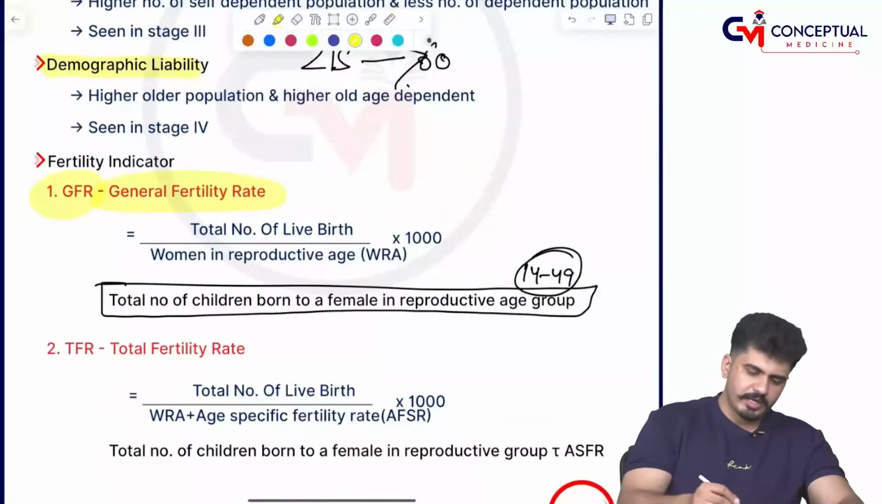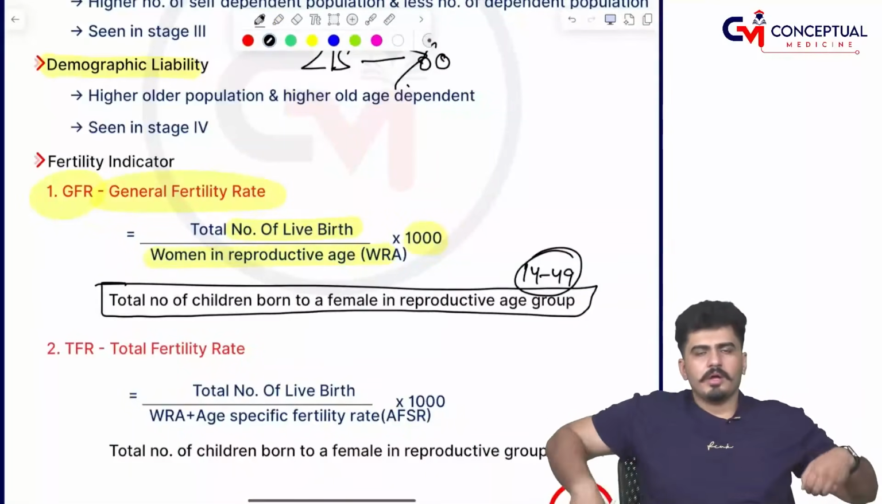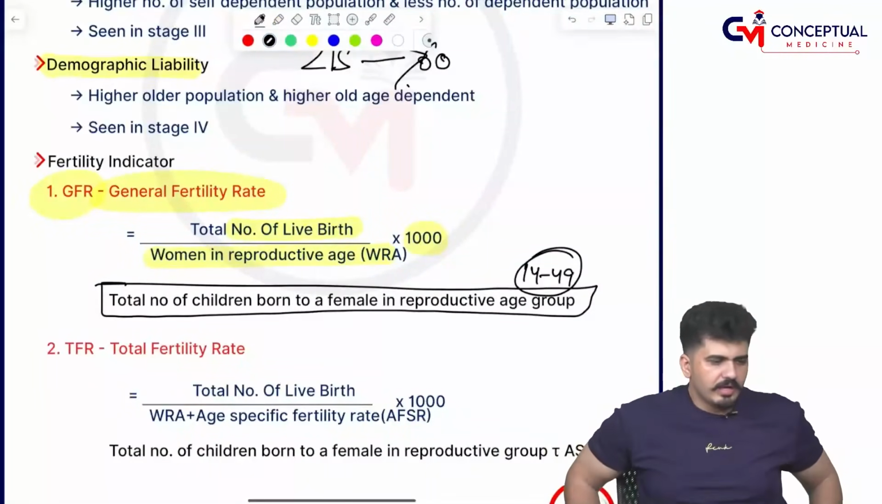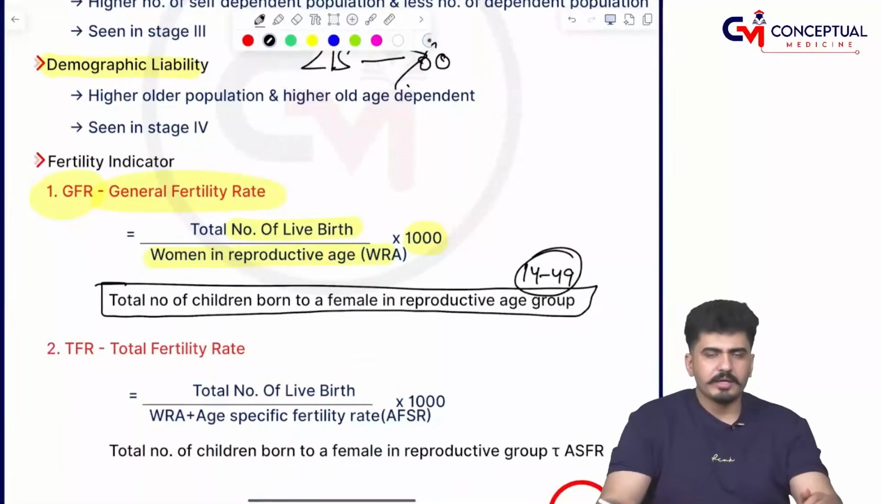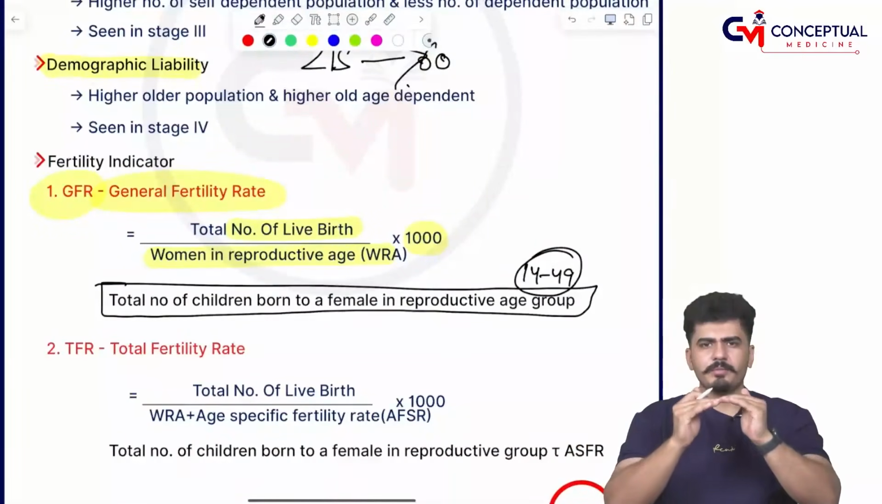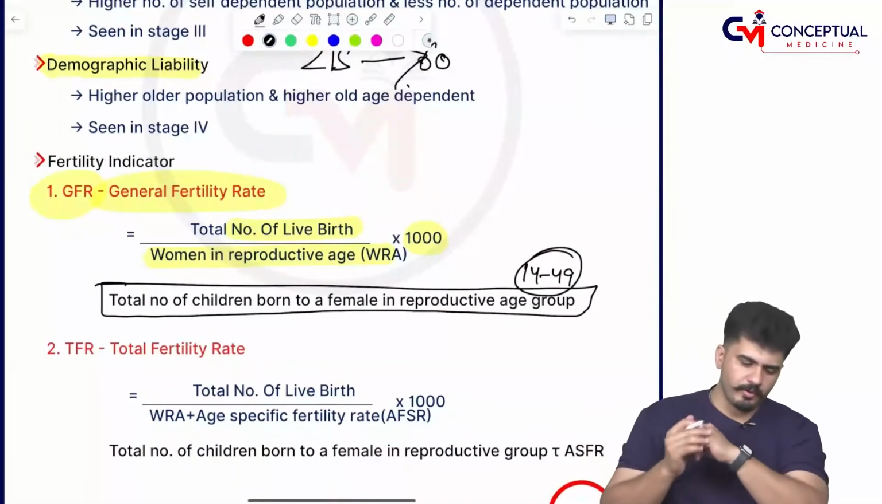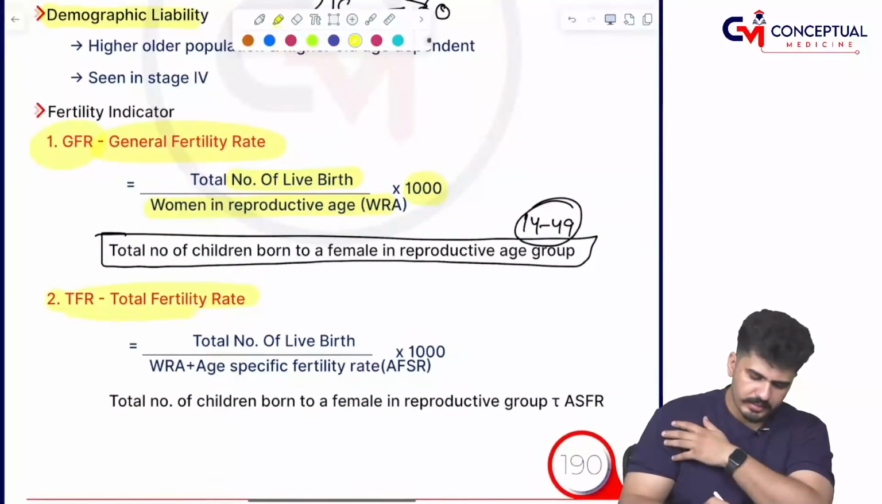Remember how we have to calculate: total number of live births upon women in reproductive age, multiplied by 1000. This is going to be the GFR. Total number of live births upon women in reproductive age multiplied by 1000. One formula clear. Now next is TFR, total fertility rate.